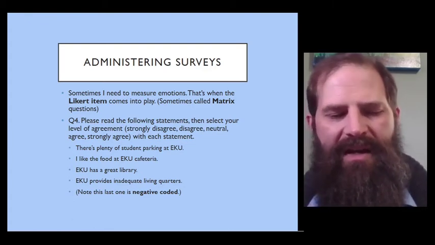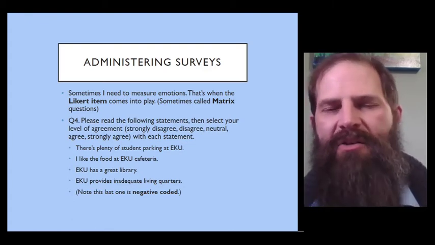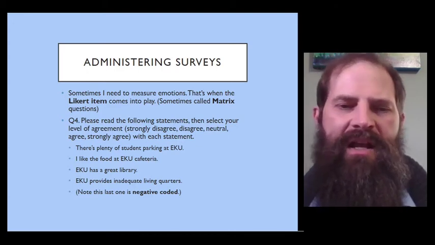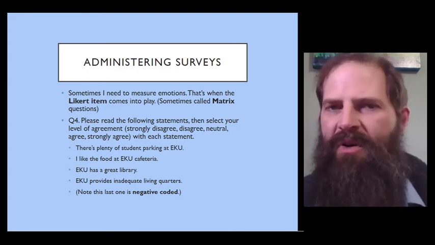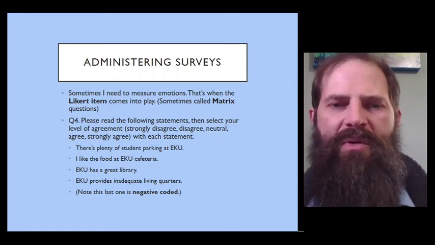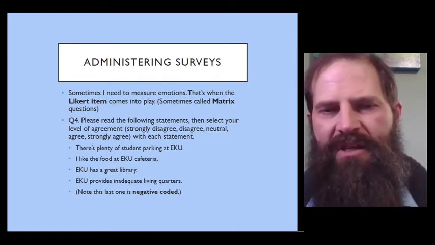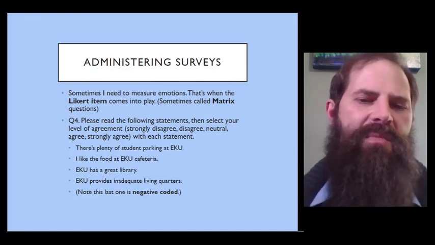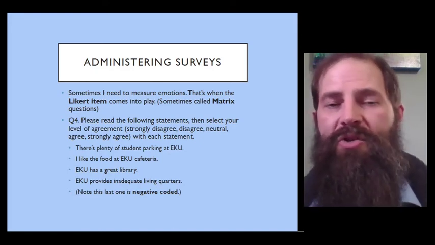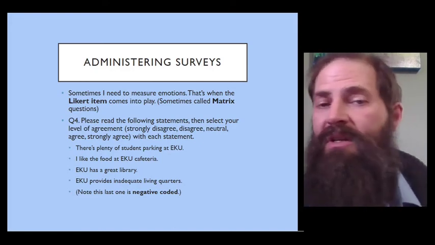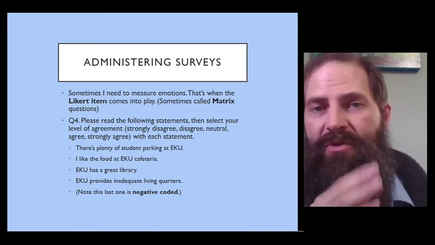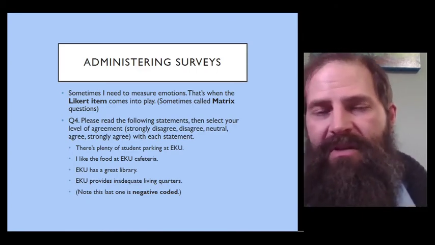Let's pretend that I did a quick Likert matrix that had to do with EKU, and I could ask you things like, tell me if you strongly agree to strongly disagree with: there's plenty of student parking at EKU. I like the food at the EKU cafeteria. EKU has a great library. You could say if you strongly disagree, or neutral, you agree, strongly agree with each of these.